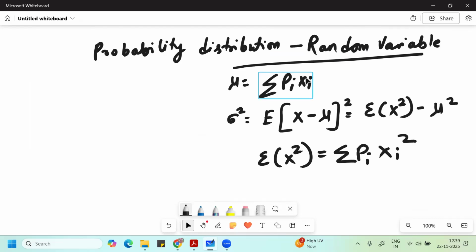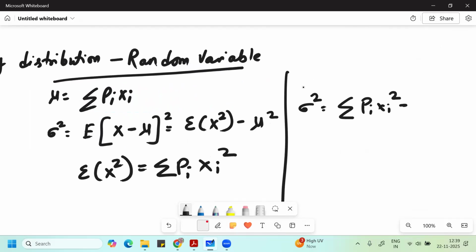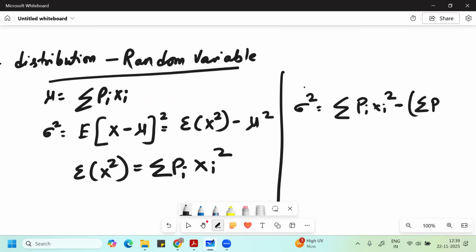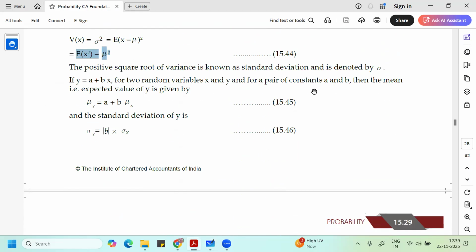So basically, the formula of variance is summation of pi into xi square minus the square of summation of pi into xi. This value will give you the variance. So just write down this formula. This is the formula of variance. Clear, everyone? When we do numericals, you will understand better.